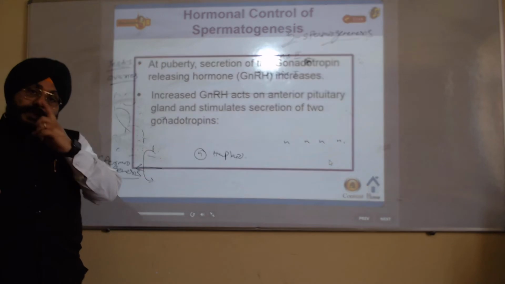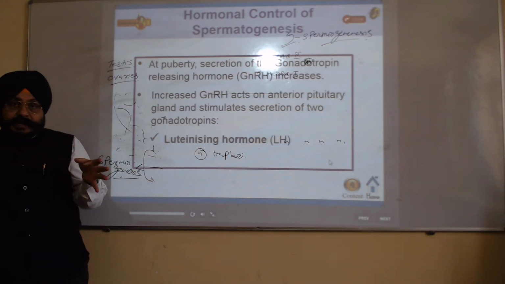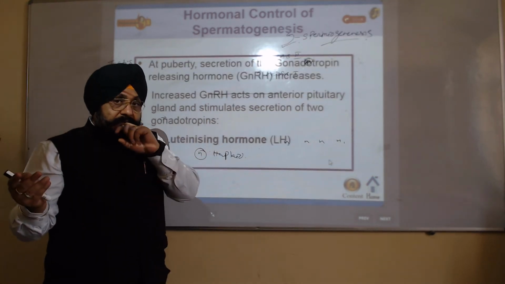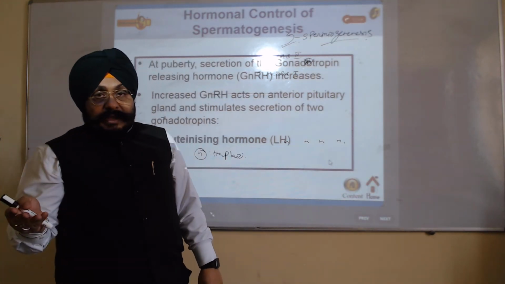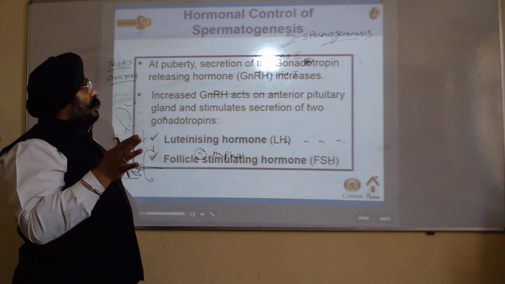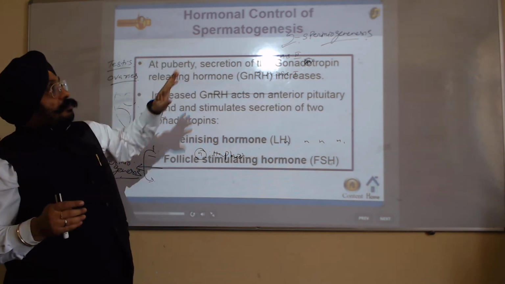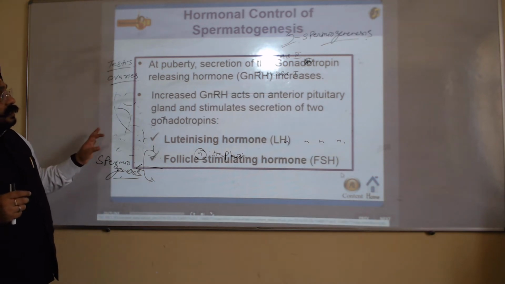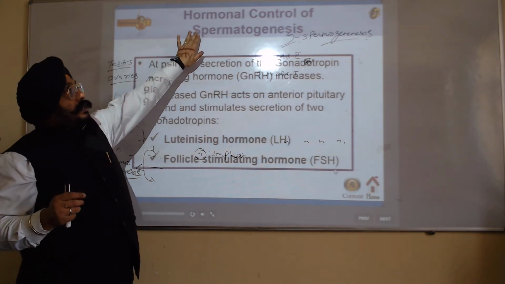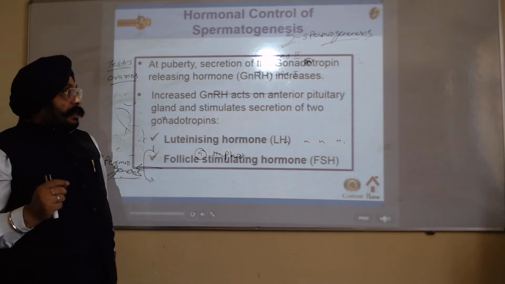Now, the whole of this process, as we know, after attaining puberty, what happens? Why is puberty attained? Because some hormones start secreting in our body. So after attaining puberty, a number of hormones start secreting. Now these hormones which start secreting in our body control the process of spermatogenesis.